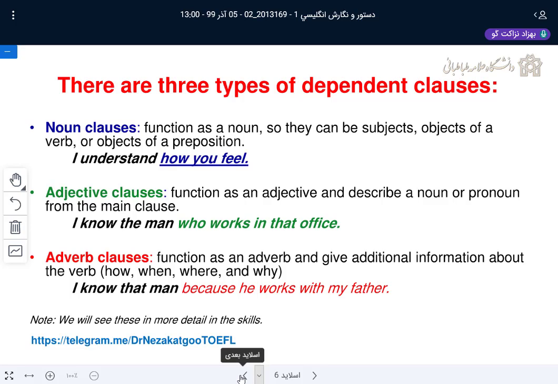There are three types of dependent clauses. We talked about them last session: noun clauses, adjectival clauses, and adverbial clauses. And the noun clause should stand as a noun. So in any position we can use a noun.